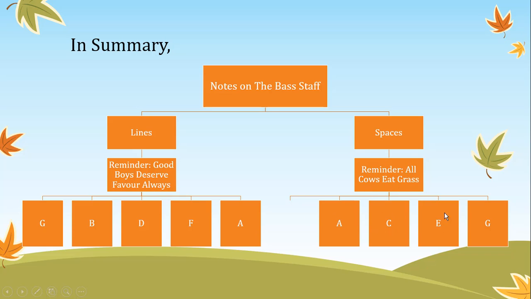For the treble staff, the lines will go E, G, B, D, F. That's every good boy deserves favor. And for the spaces, it's going to go Father Abraham cooks eggs.